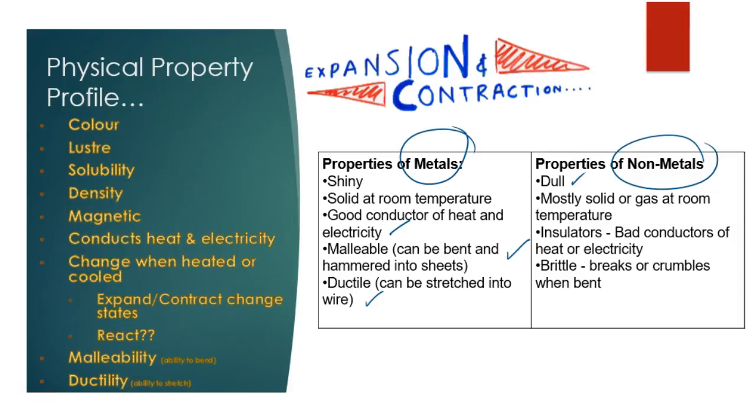So that's one basic physical property profile that's going to match most metals and non-metals. Even if you can't identify it perfectly, you can usually figure out whether or not you're dealing with a metal or a non-metal, as long as it's a pure substance.